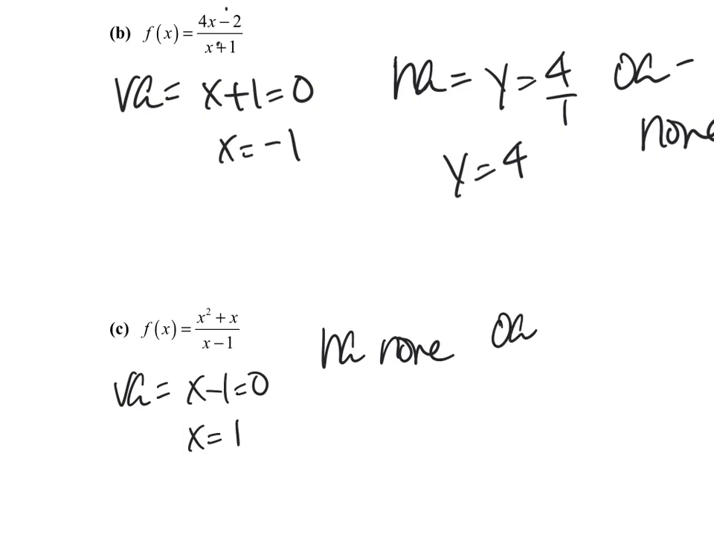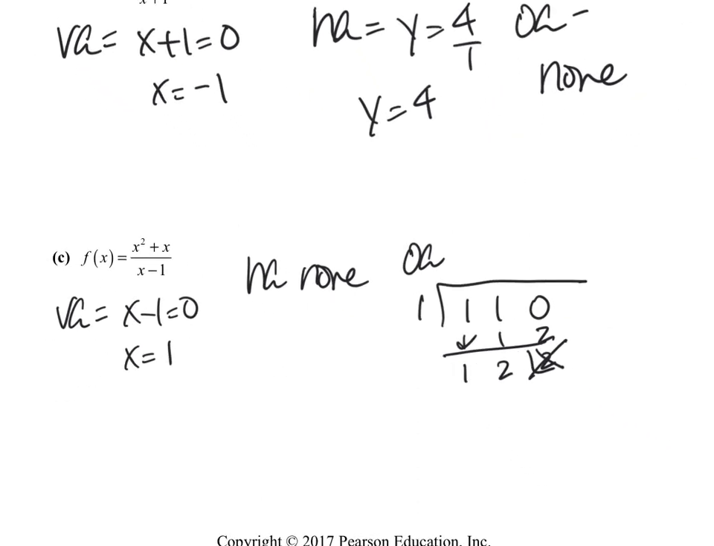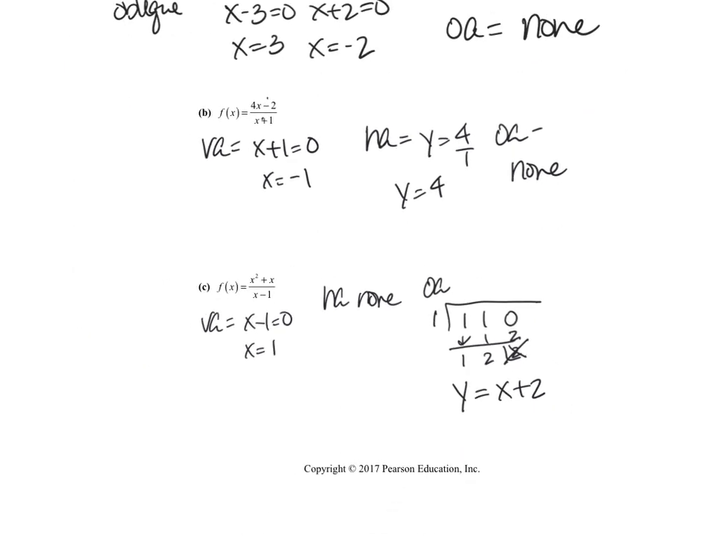So for the oblique one, we know x equals 1, so 1 goes on the outside of the box. And then I have 1, 1, 0. So 1, 1, 2, 2. So to find your oblique asymptote, you disregard the remainder. And then we write this as an equation. So y equals x plus 2. Which if we graph that, that would be a diagonal line, which is also called an oblique line. Okay, so this is the last lesson in chapter 3. So you need to finish it and then get ready for your test review.